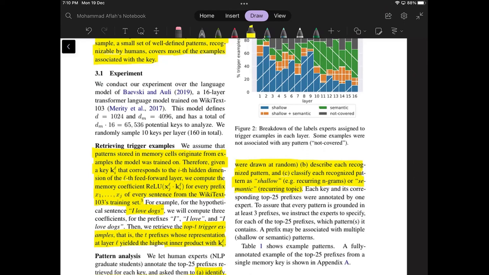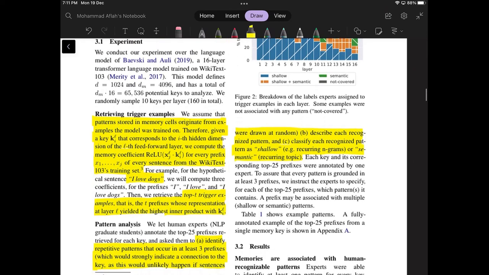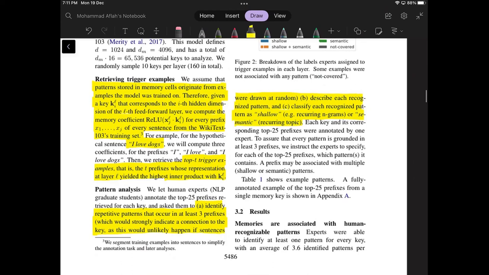Each key and its corresponding top 25 prefixes were annotated by one expert. To assure that every pattern is grounded in at least three prefixes, we instruct the experts to specify for each of the top 25 prefixes which patterns it contains. So you have a key and its top 25 prefixes, and for each prefix you want to find which pattern it contains. A prefix can also have multiple patterns.